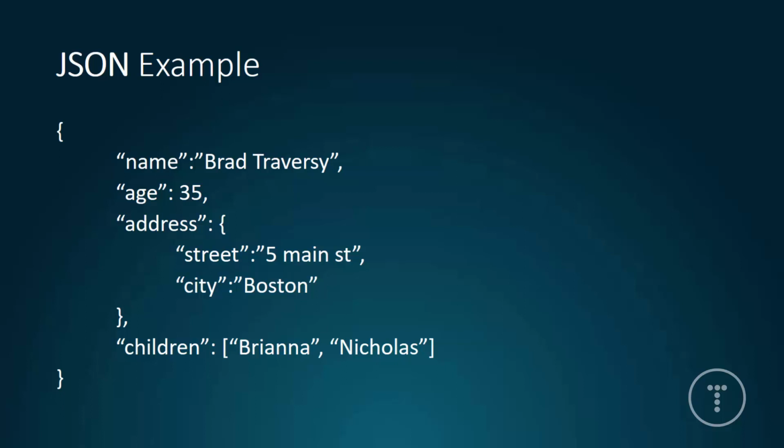Okay, it must use double quotes. And the second one is a number, and notice that the number doesn't have quotes around it. The next is an address, which is actually an embedded object with a street and a city. And then the last is an array of strings. Okay, so this is a very simple example that uses multiple data types.